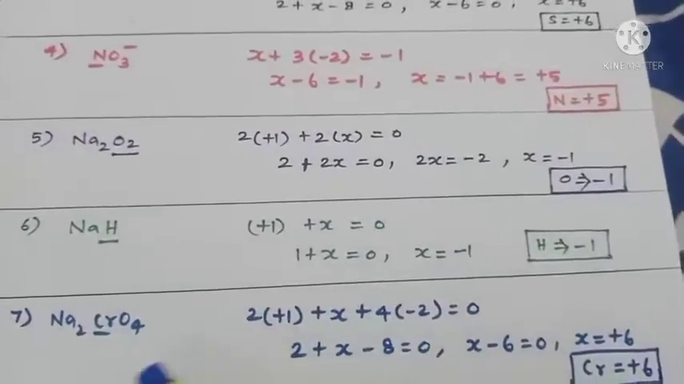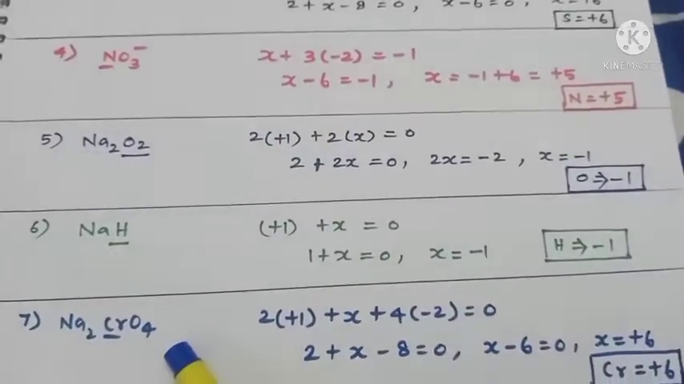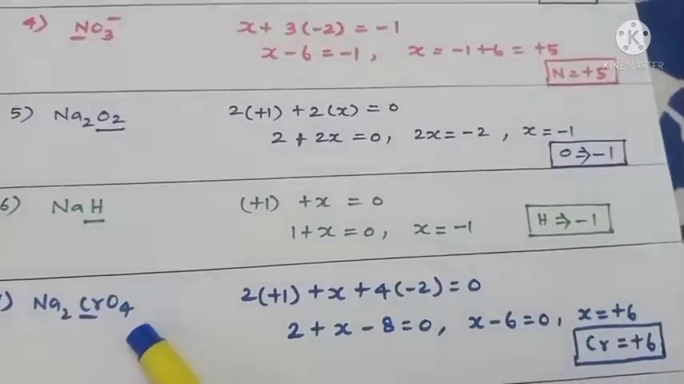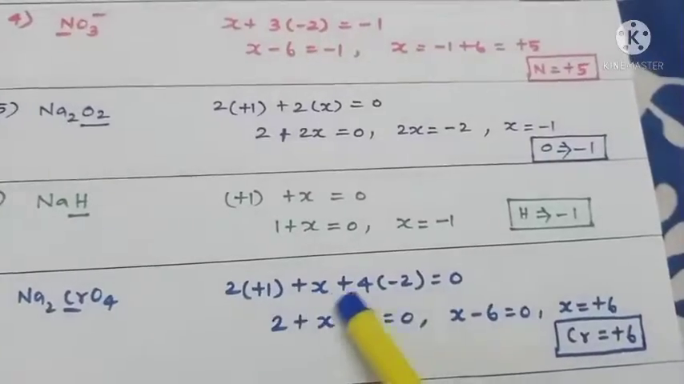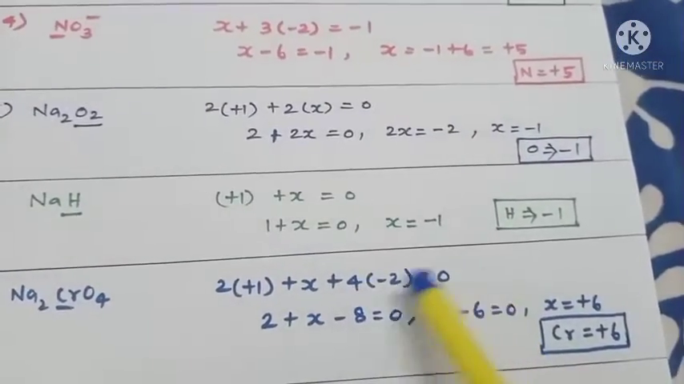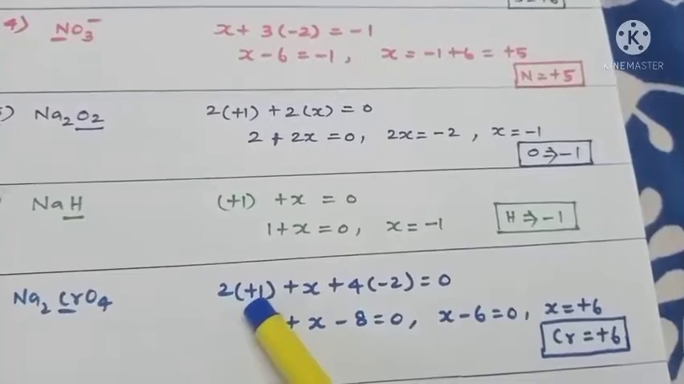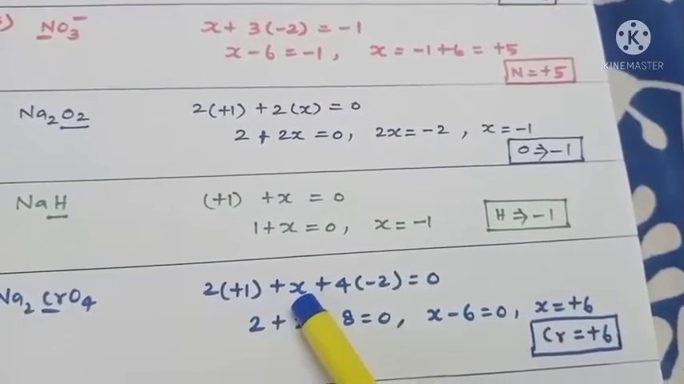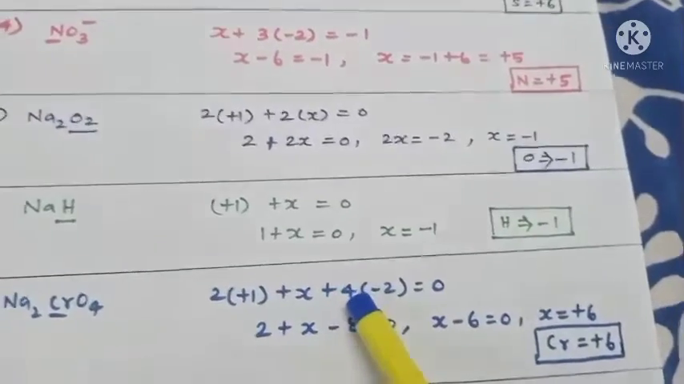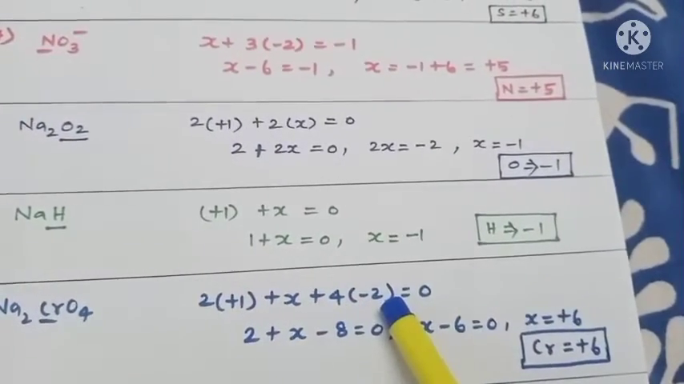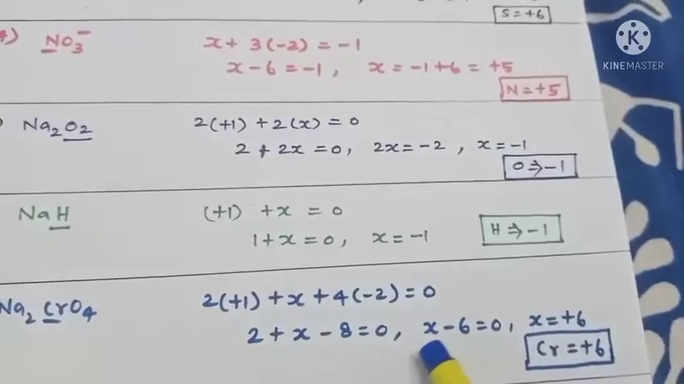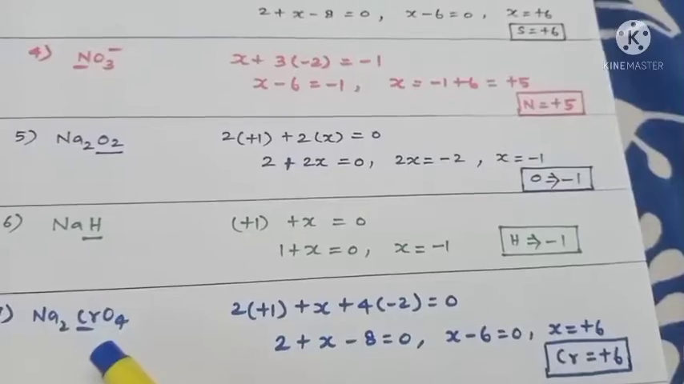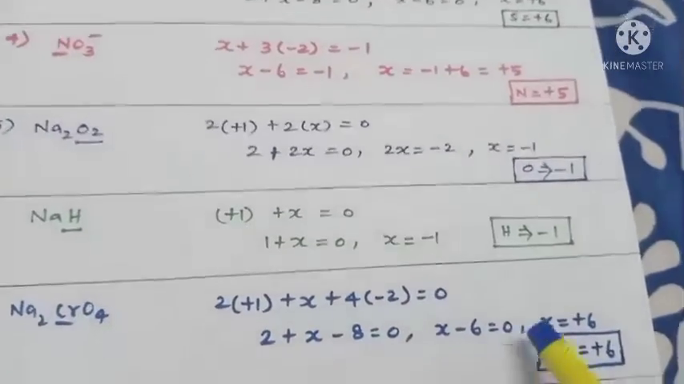Then question number 7, Na2CrO4, sodium chromate. Here we are going to calculate the oxidation number of chromium. Neutral molecule, summation of oxidation numbers is equal to 0. That rule you have to apply. Sodium number 2, oxidation state of sodium plus 1, plus chromium oxidation number we have to find out. Let us have x, plus oxygen number 4 into oxidation number of oxygen minus 2, equal to 0. So that you get x minus 6 equal to 0, x equal to plus 6. So in sodium chromate, the oxidation number of chromium is plus 6.